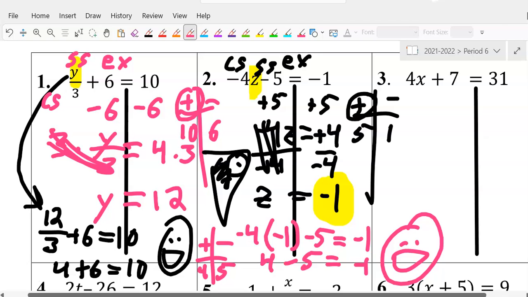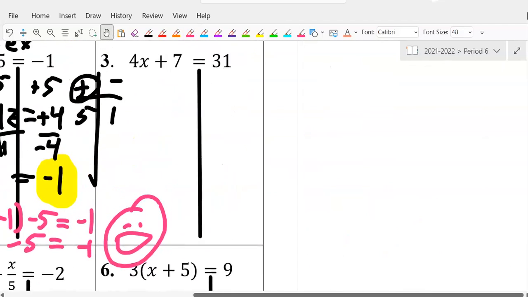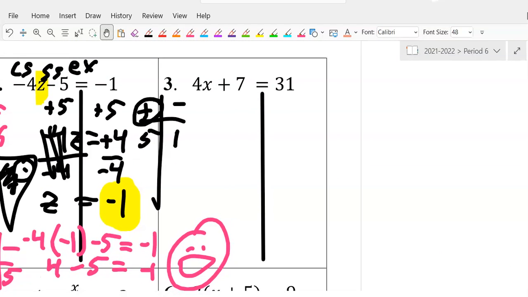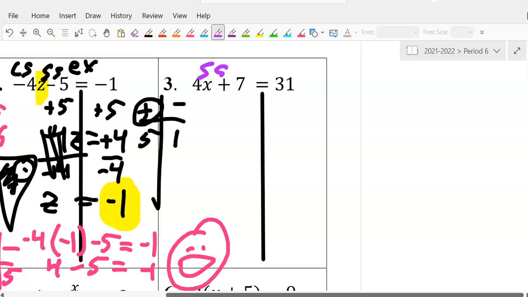All right, so go ahead. First step, you want to pick a color? Purple. Okay, first step, we have to label the co-star and superstar. Superstar is the x. Co-star, the 4. And extra, 7. Okay, what do you get rid of first? The 7, with negative 7 on both sides.